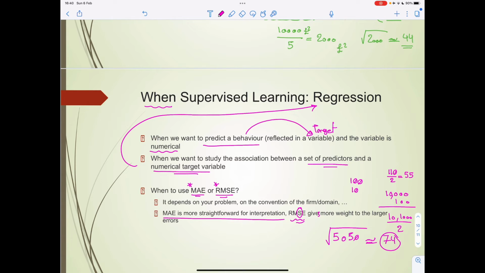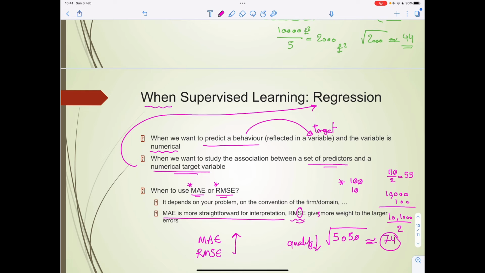Okay, so for mean absolute error or root mean square error, the higher the value, the worse our model is, so the lower the quality of learning. And therefore, for this example, you can see that RMSE weighs up the larger errors. It is more sensitive to the larger errors.